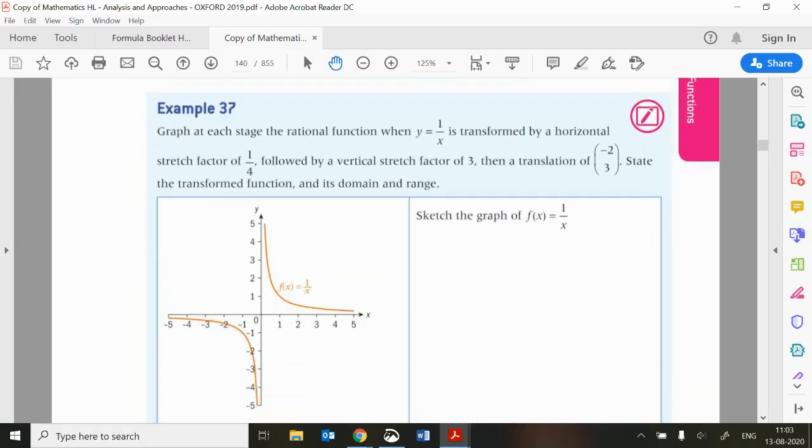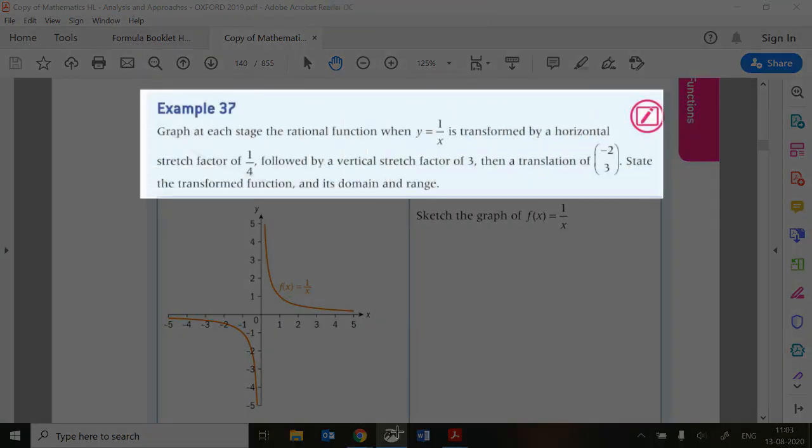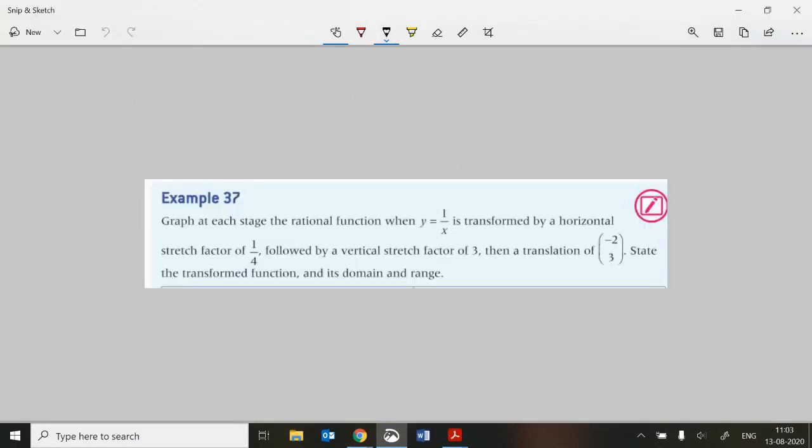Example 37. Let's actually crack on with these. Okay, so I'm probably going to go through these quite quickly here because there's a huge amount of examples and just lots of graphs. So example 37 says graph at each stage the rational function when y equals 1 over x is transformed by a horizontal stretch factor of a quarter, okay, followed by a vertical stretch factor of 3, and then a translation of -2, 3. And then it says state the transformed function.